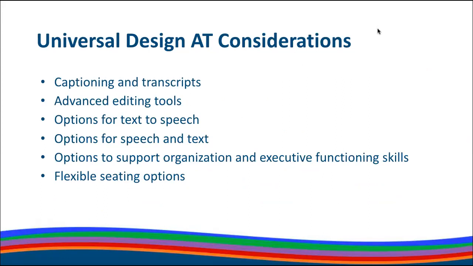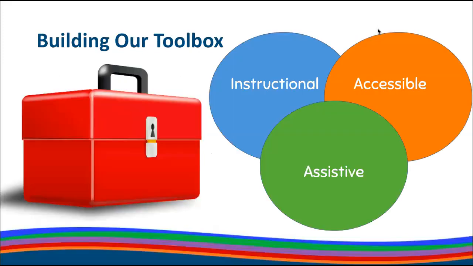When we're considering assistive technology and universal design, some things that we might want to think about are how we can use captioning and transcripts during videos or recorded videos. We want to provide options for advanced editing tools. Think about how to incorporate text-to-speech and speech-to-text. Maximize options to support organization and executive functioning, and also provide options for flexible seating. These are tools that can be incorporated into our instruction and into our practice that can increase access for all students.